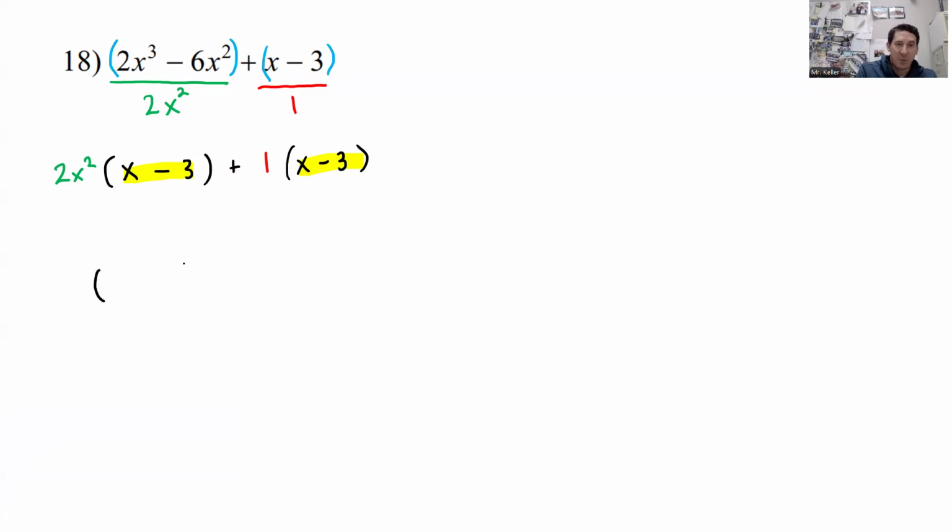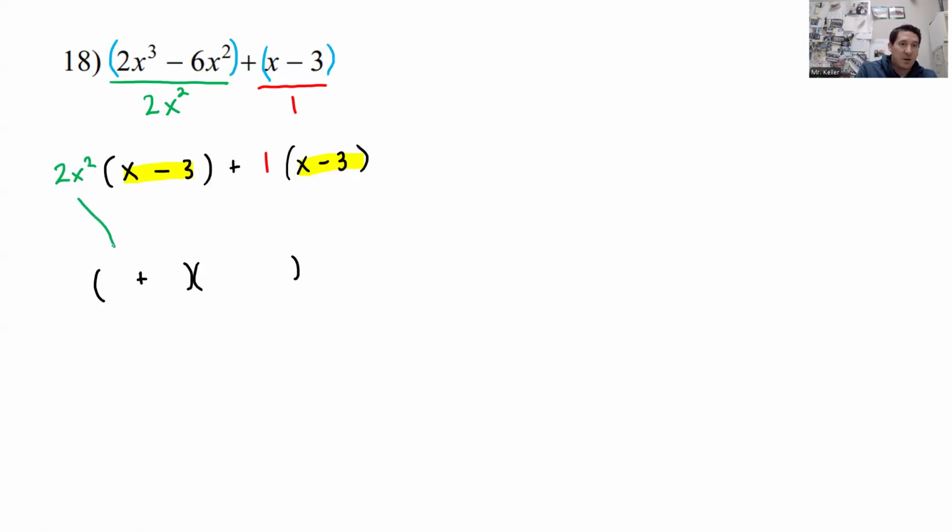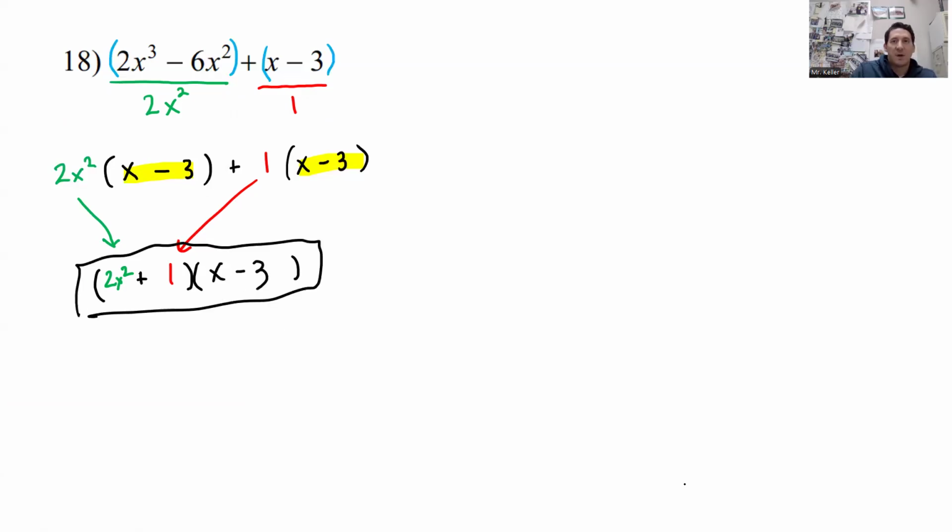Now when we regroup, we're going to have our two binomial factors. Again, the first grouping is just the GCFs grouped together. So that's going to be 2x squared plus 1. And then x minus 3. And that will do it. Next time we'll do more factoring.